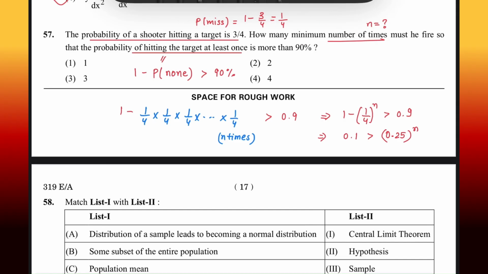Okay, so what if n equals 1? That does not hold true. Okay, what if n equals 2? That will give you 0.25 squared, which is 0.0625, and it is evident that it is less than 0.1. So yeah, the number of targets will be 2. So option 2 will be the correct answer for this question.